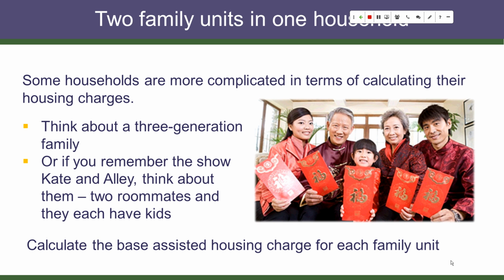So when you calculate the base assisted housing charge, you have to calculate it for each family unit type. So when you do that, you would say family A, you would determine their income, then you do family B, and then family C, if that was the case.